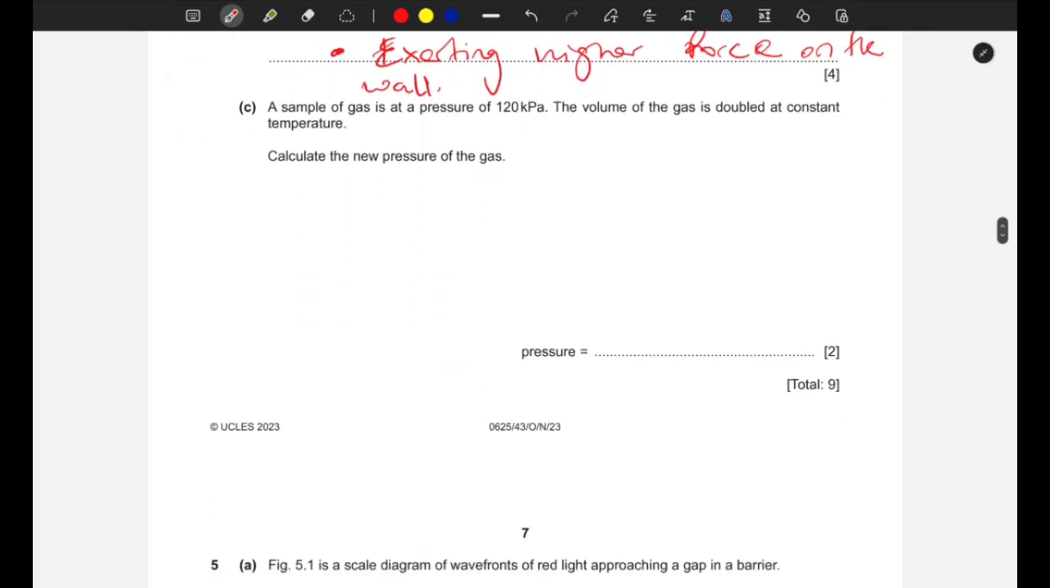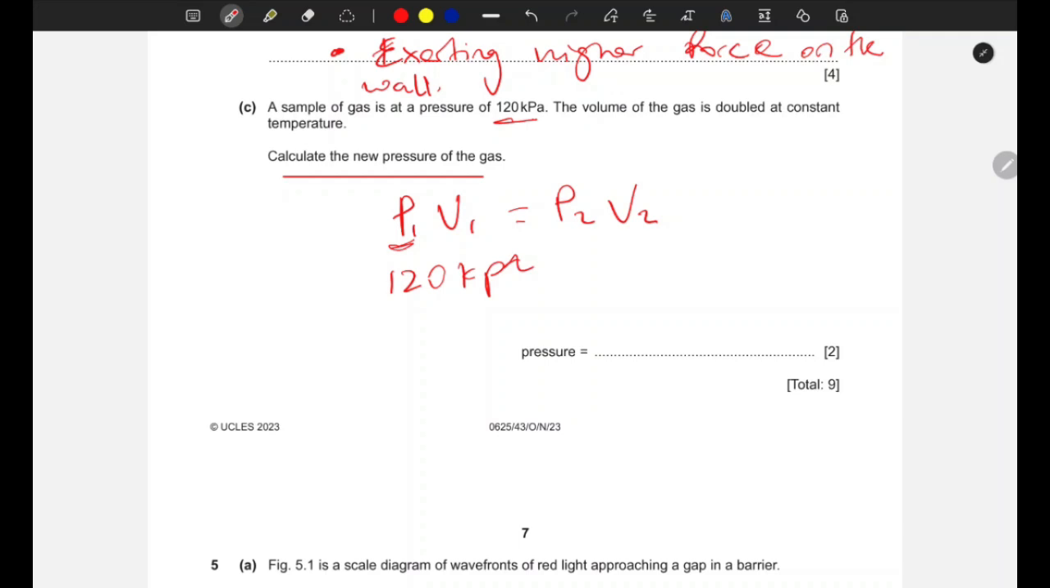Part C. A sample of gas at a pressure of 120 kilopascals, the volume of the gas is doubled at constant temperature. Calculate the new pressure of the gas. So to figure this out, we can use the formula P1 V1 equals P2 V2. So the initial pressure is 120 kilopascals, times V1. And this volume doubles, so it increases by 2.